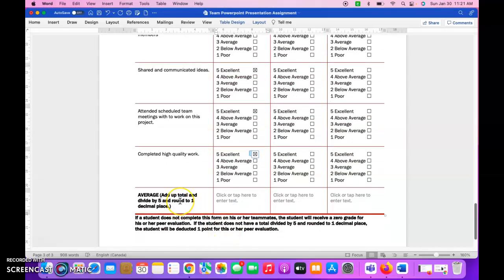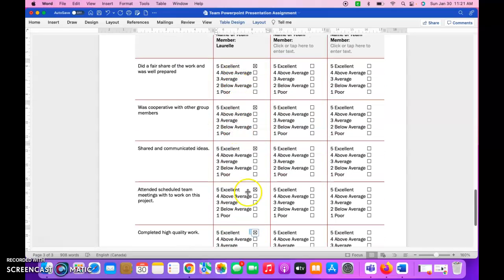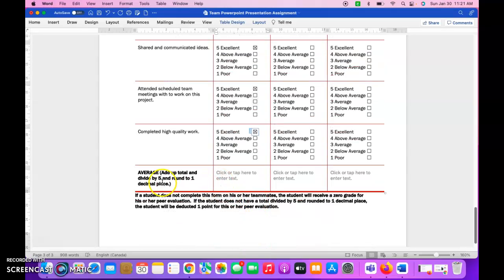Then you're going to take an average. So as we discussed, this is like calculating the mean. You are going to add these all up. So 5, 10, 15, 20, 25. Okay, so add them up, divide by 5, and round to 1 decimal place. Okay, and then you put your final score in this spot here.